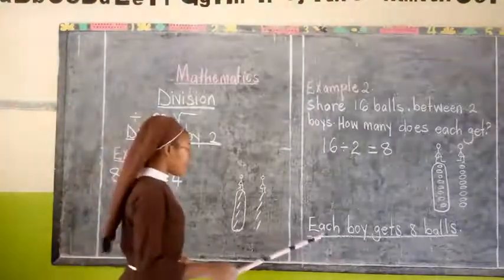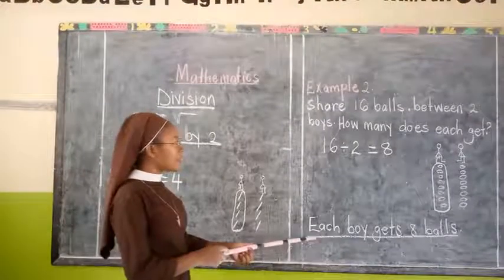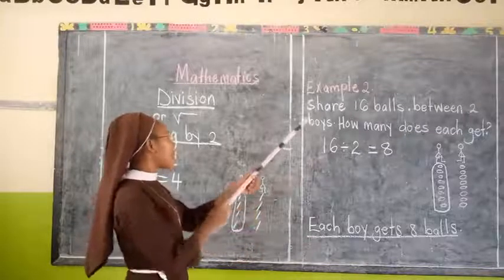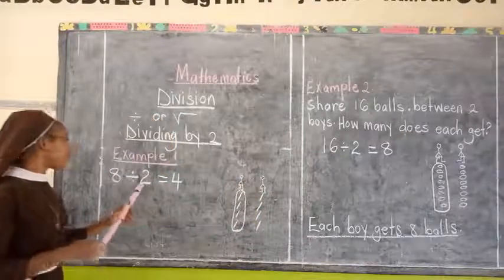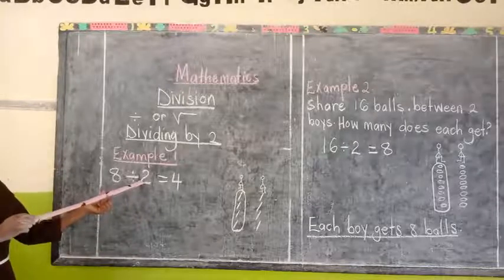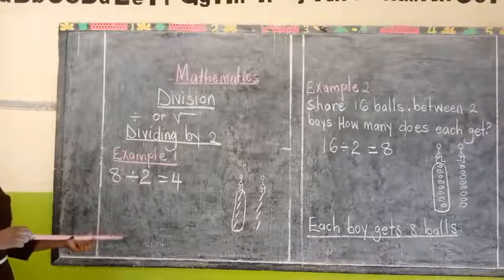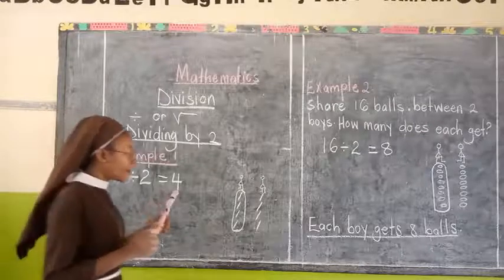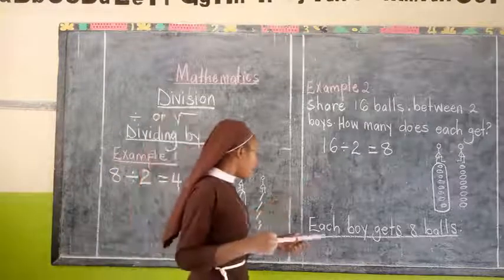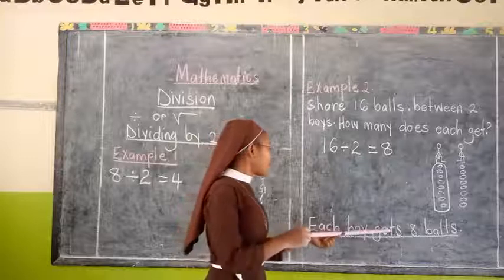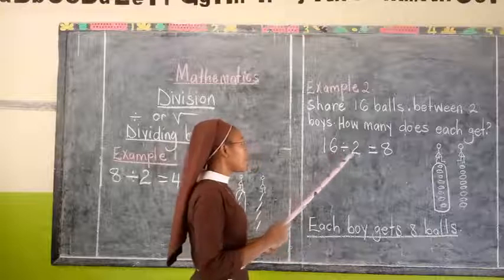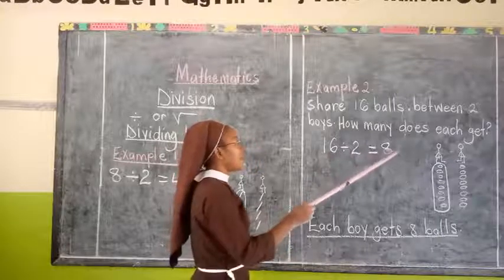Do not forget to write the final statement if the question has been set in word form. If the question has been set like this, you don't need the word statement. You simply work out and write the answer here. So, here we have written each boy gets 8 balls, meaning 16 divided by 2, we get 8.